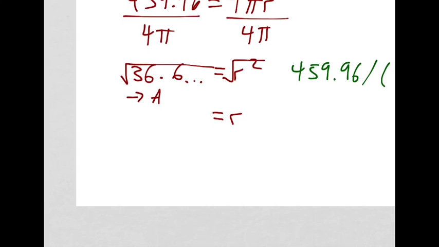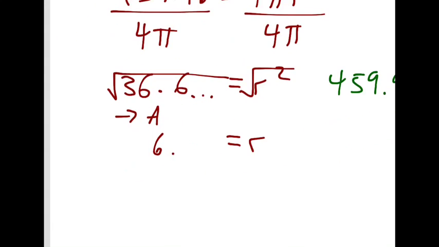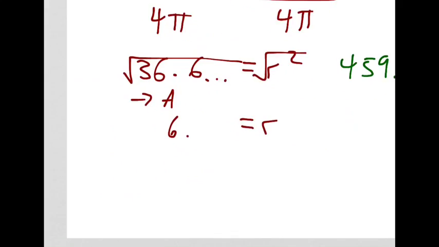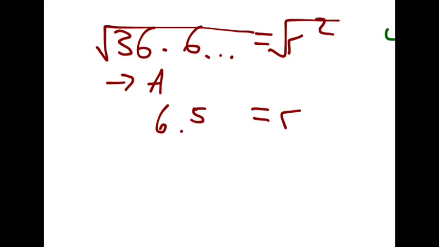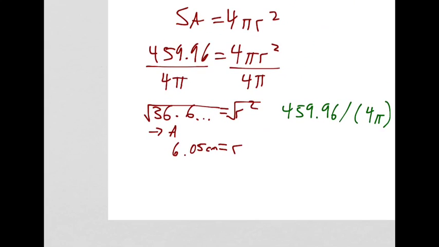I got 6.04, blah, blah, blah. Okay. Wait, 6.5. Yeah. They don't tell us what to round to, so 6.0499, we're just going to round to 6.5. It's 6.0499. Oh, 0.4. Okay, so it should be 6.05 centimeters. So a bowling ball with a surface area of 459.96 centimeters squared has a radius of 6.05 centimeters.